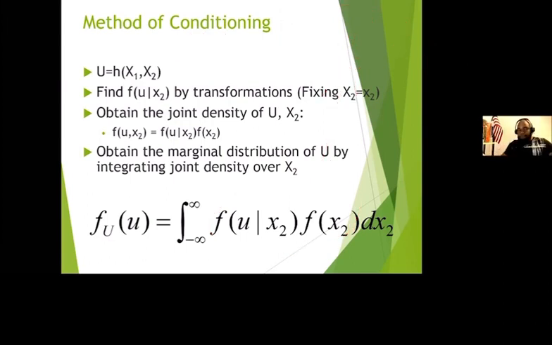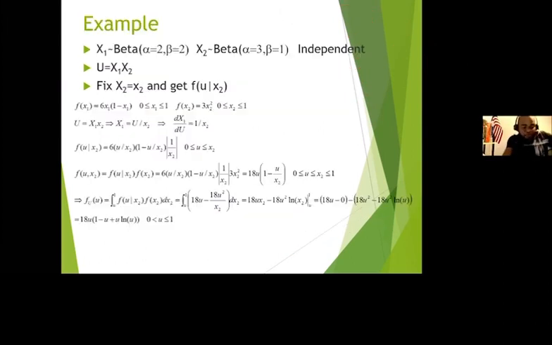Now let us have an example on the method of conditioning. I walked you through the method of distribution function and the method of Jacobian transformation, but right now we want an example on the method of conditioning. You are given that x1 follows a beta distribution. We've done beta distribution, right? Let me tell you this: x follows a beta distribution with parameters alpha, beta.